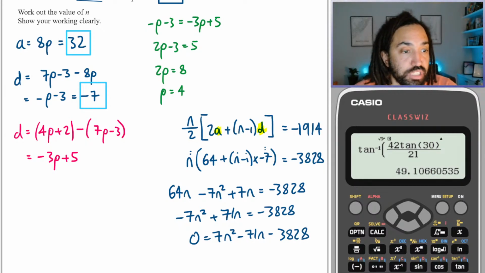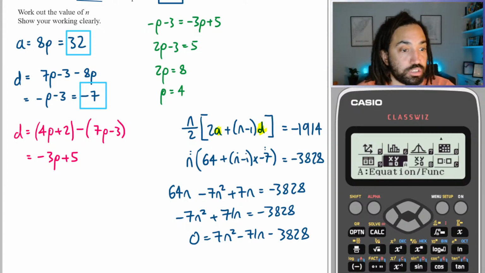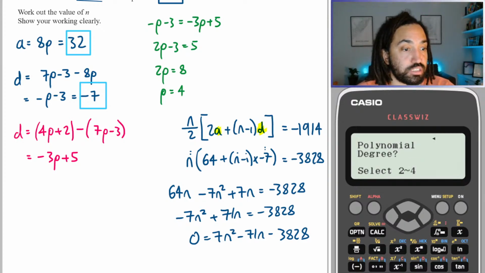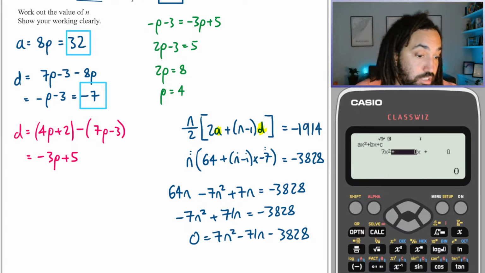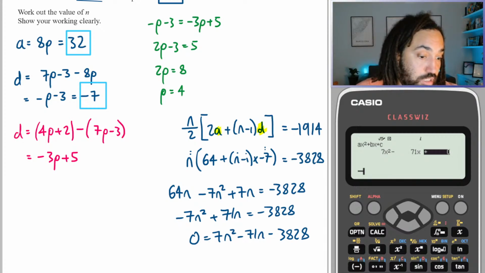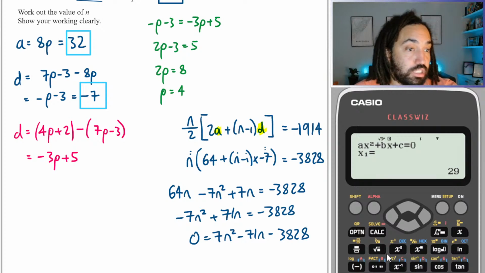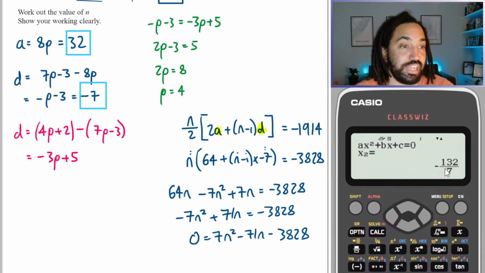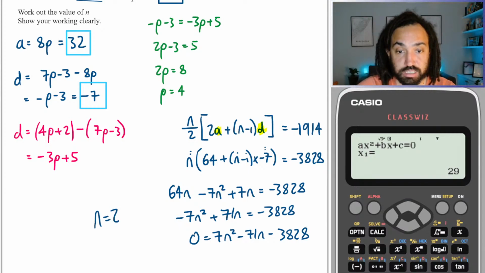Now you need to make sure that you use the quadratic formula and not just go into your calculator and solve this, but I'm a bit lazy and people have been screaming at me to hurry up, so I'm not going to bother going through the quadratic formula. But you would need to show your working on a question like this. We get 29 and we get a negative number, so that's never going to be the answer for the number of terms. So we get 29, so n is equal to 29.